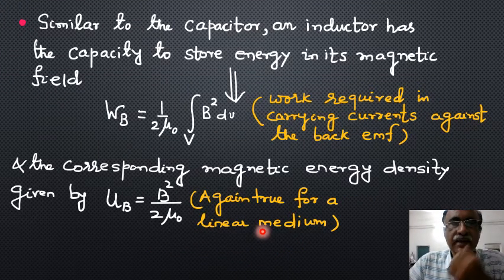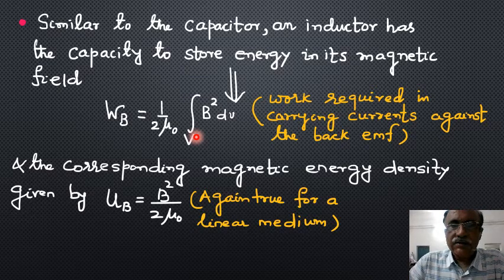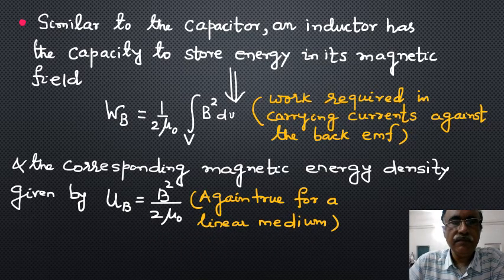Similar to the capacitor, an inductor has also the capacity to store energy in its magnetic field, and that energy is a manifestation of the work done in carrying currents against the back EMF. The corresponding expression for the magnetostatic energy is 1 upon 2 mu 0 volume integral of B square dV, and the corresponding magnetic energy density will be given by the expression B square by 2 mu 0. Again, this expression is true for a linear medium.